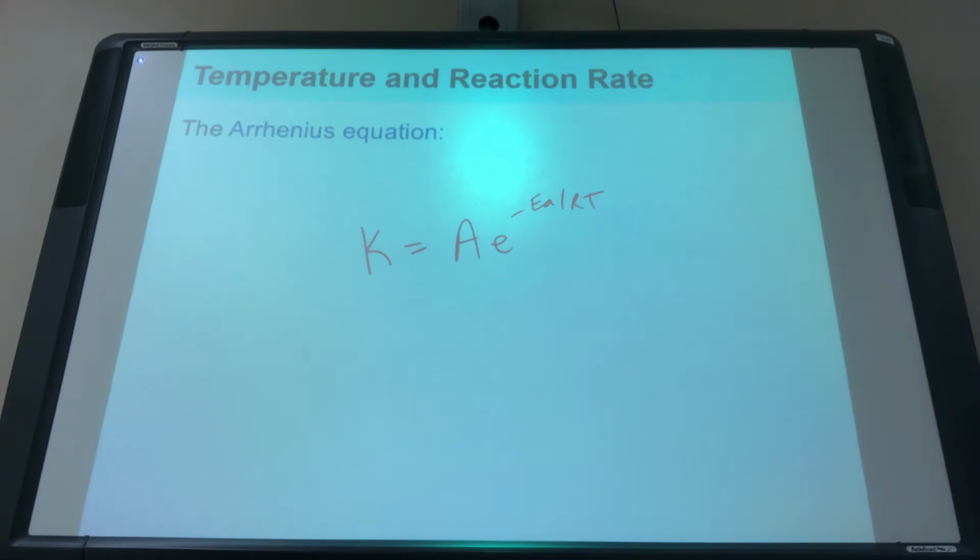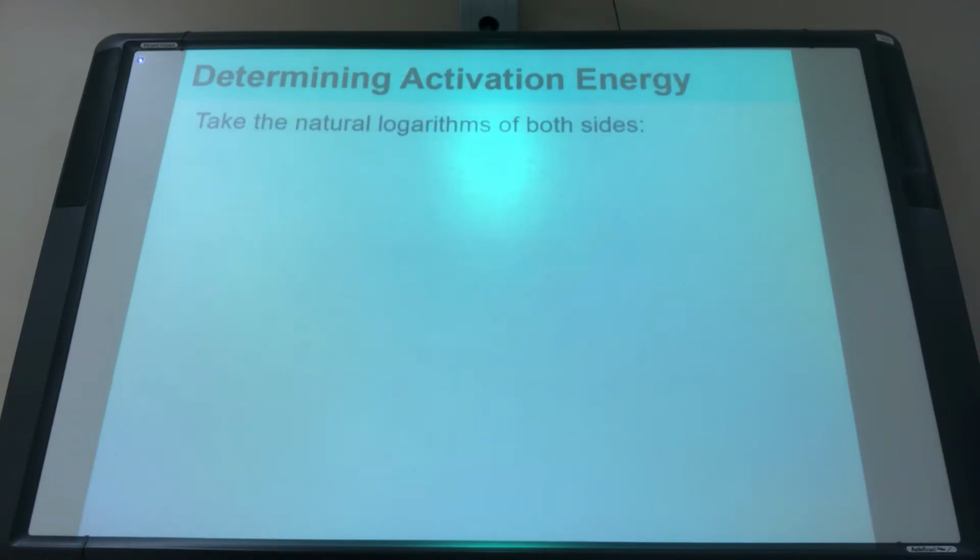Now, this isn't necessarily the most useful equation the way it is. So we want to rearrange it so that it's more like a line equation, like y equals mx plus b. To do that, we take the natural log of both sides. So we have k is equal to A e to the negative Ea over RT, and we take the ln of both sides.